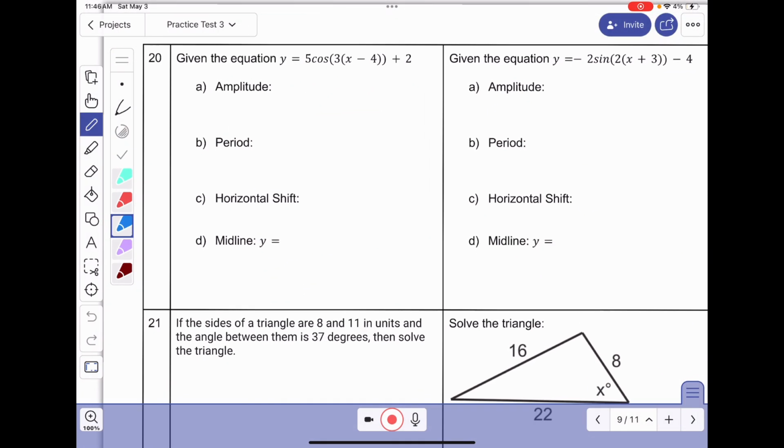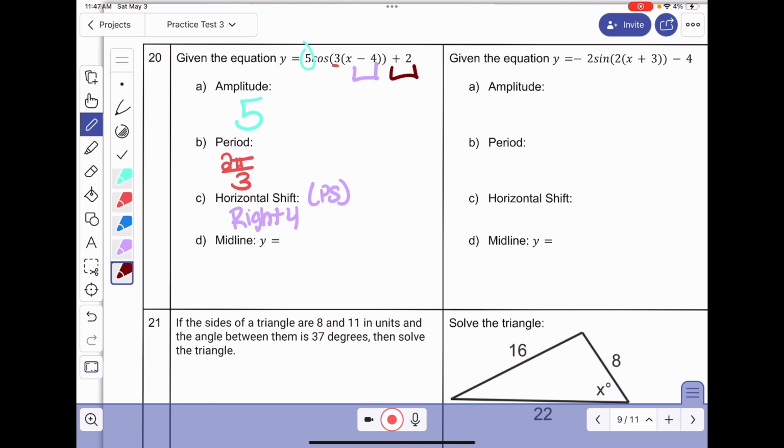All right, given the equation, so same thing we've been doing. Amplitude is the absolute value of the number in front. Period of cosine is 2 pi. So we're going to divide by that number. It's already been factored out for us on this one. Horizontal shift is also called the phase shift. So that one's going right 4. And the midline is the same as the vertical shift. So y equals 2.